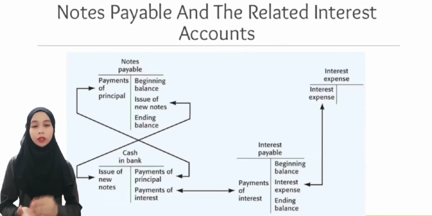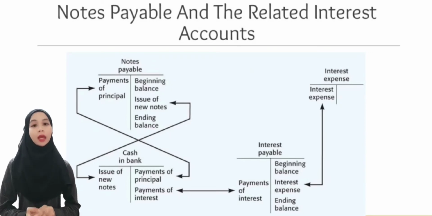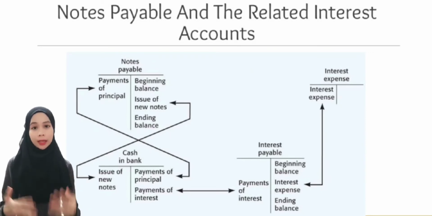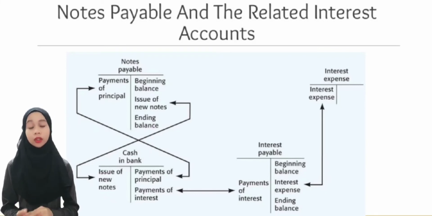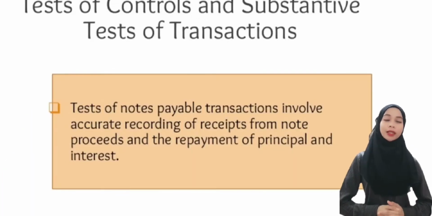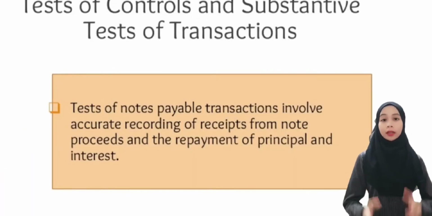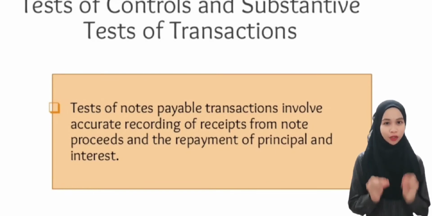This figure shows us the notes payable and also the related interest account. Auditors commonly include tests of principal and interest payments as part of the audit of the acquisition and payment cycle, because the payments are recorded in the cash disbursements journal. We will proceed to the next slide, which is about tests of controls and substantive tests of transactions.